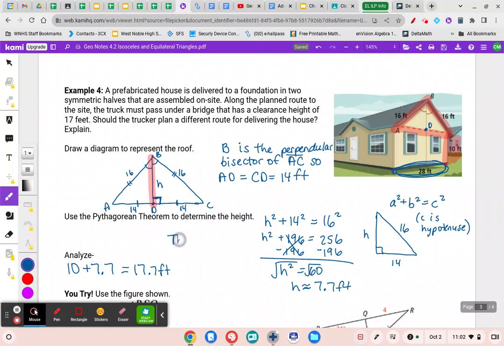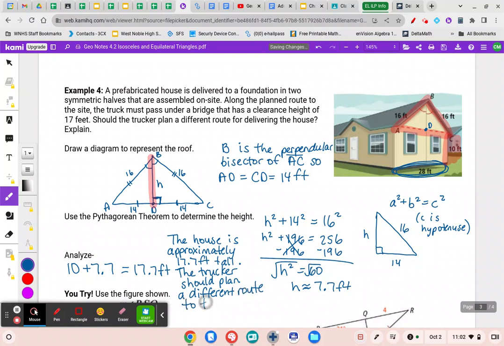Okay, so we have to write that the house is approximately 17.7 feet tall. The trucker should plan a different route to the site. Or he might just end up smashing the house, which would be very, very sad.